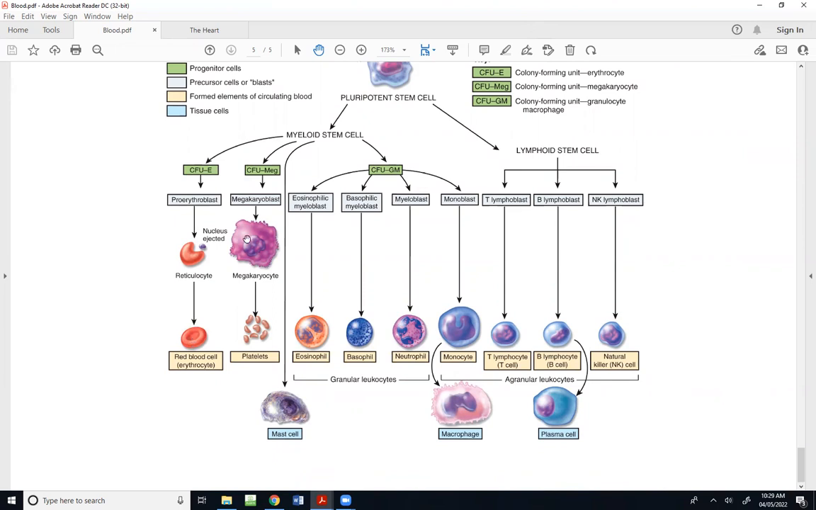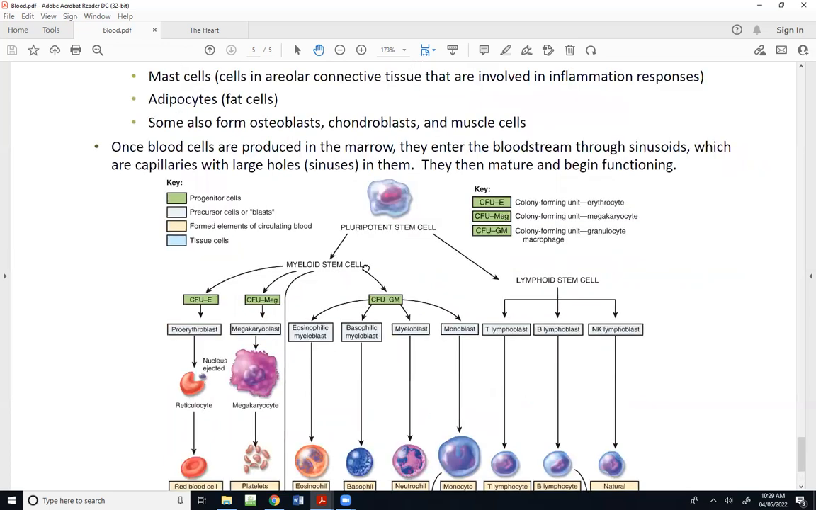Red blood cells, megakaryocytes that form the platelets, the different white blood cells that we can see, eosinophils, basophils, neutrophils, monocytes, which we learned become those big cells called macrophages. Here are our T's or B's and our natural killer cells, which are the 3 lymphocytes. B cells, remember, are going to form plasma cells, which are the ones that produce the antibodies.